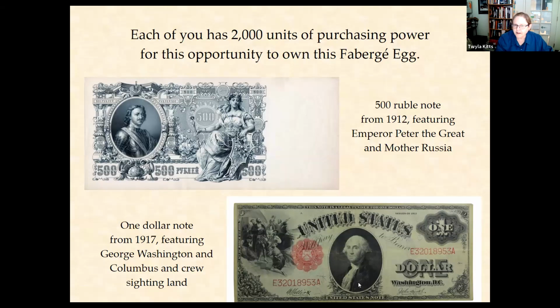Each of you is going to have 2,000 units of purchasing power for this opportunity to own this very Fabergé egg. And I thought these were considerable units of purchasing power. This is a 500 ruble note from 1912 featuring Emperor Peter the Great, and that seemed very appropriate since it's the Peter the Great egg we're looking at. And then 1917, George Washington and Columbus and Clue sighting land. Why do you think I picked 1917?